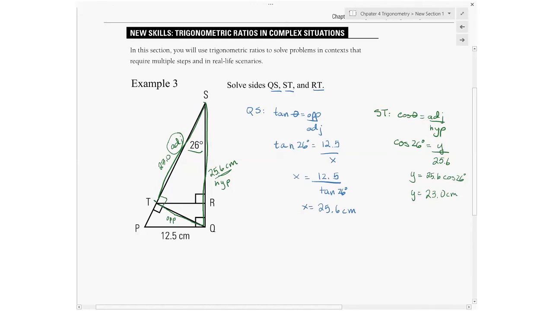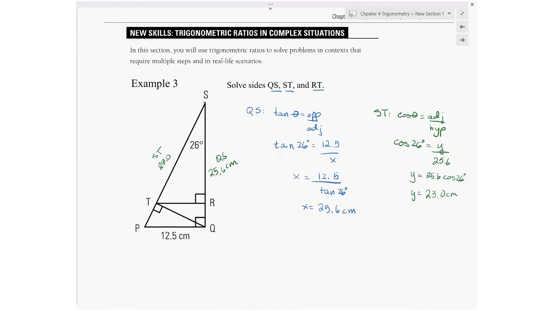So ST is 23.0. And again, I'm going to erase all the stuff that I have here, except for the measurements that I've calculated. So let's put that back in. It's 25.6. So that's QS. And this is ST. And the last thing I want to find is RT. So I'm going to change my color again. Let's go red. And I want to find RT, which is this side right here.